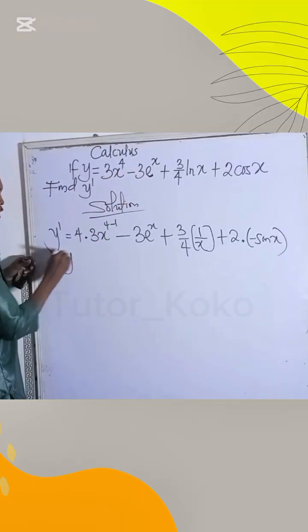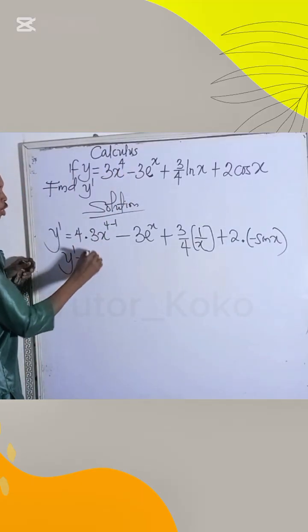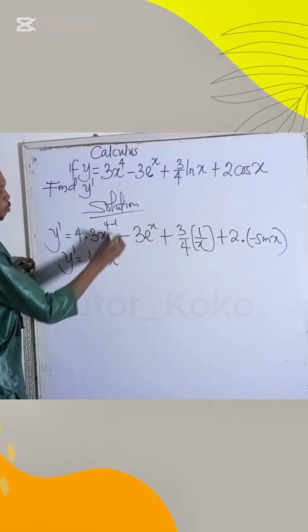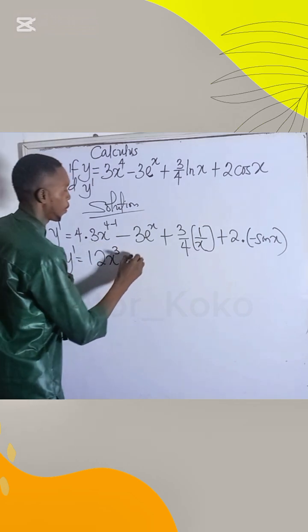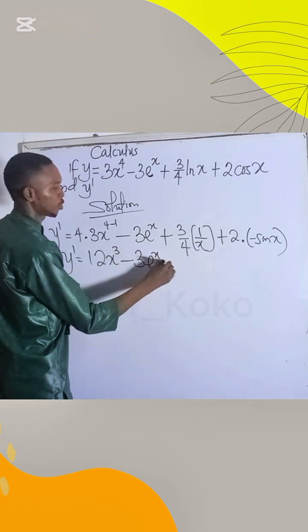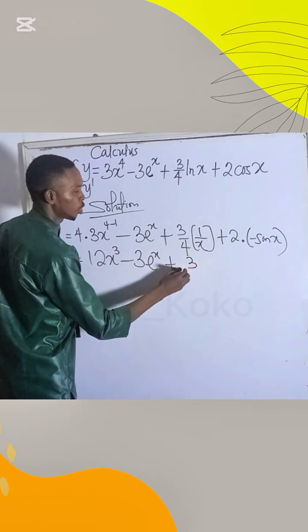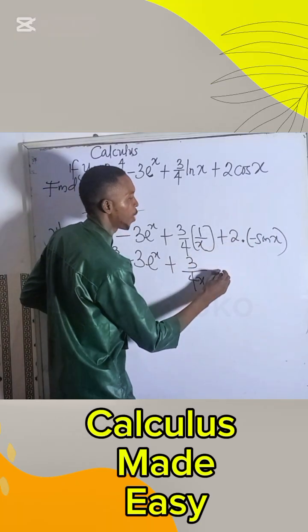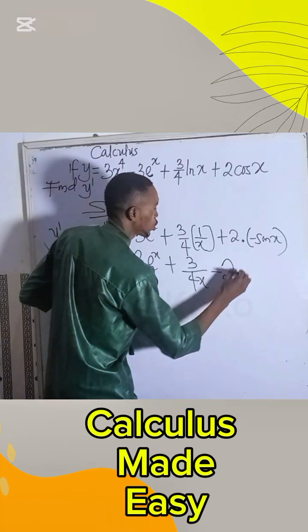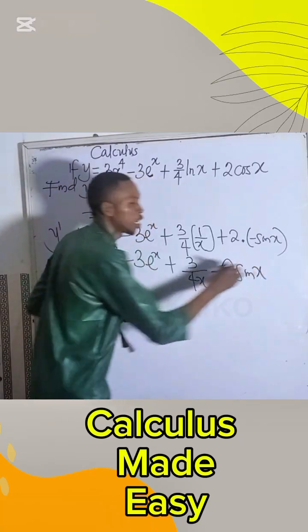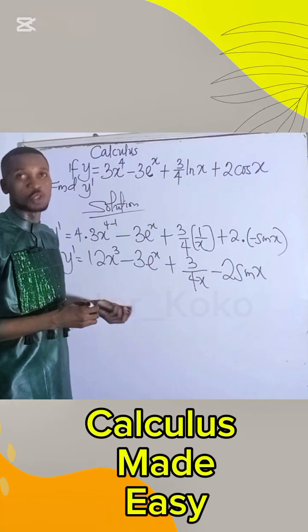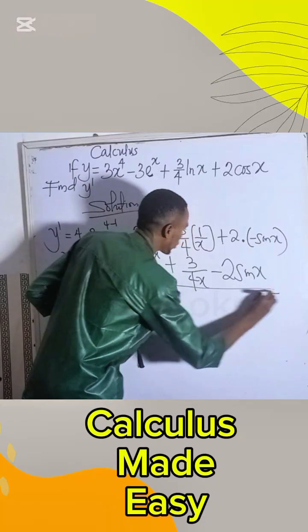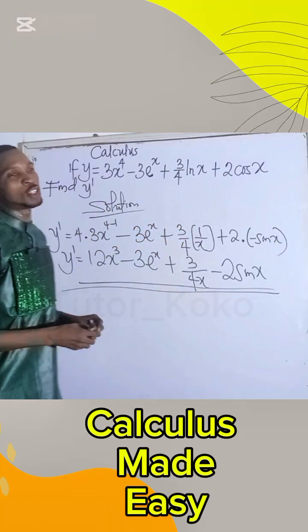So let's fix in the final answer. 4 times 3, that's 12. x to the power of 4 minus 1 is 3. Minus 3 exponential x plus 3 times 1 is 3 divided by 4x. Now, plus times minus is minus. Then 2 times sine x will give us 2 sine x. Do you know the next thing you want to do? No, this is the final answer. Yes, you are very, very correct.